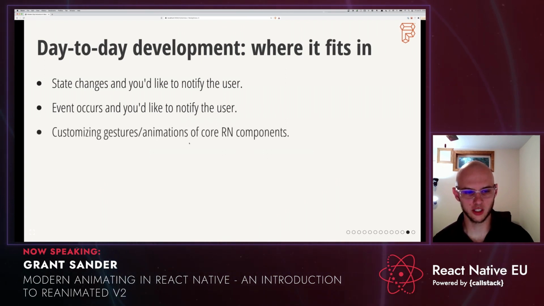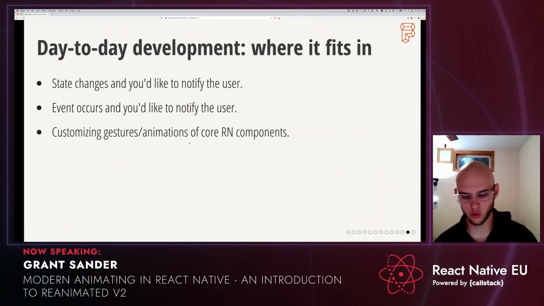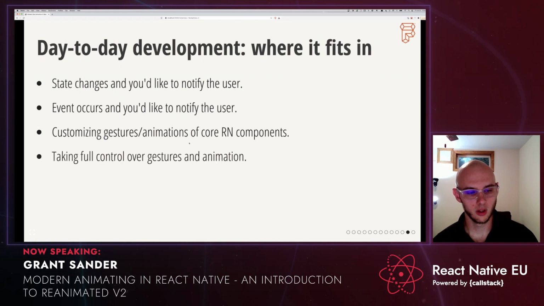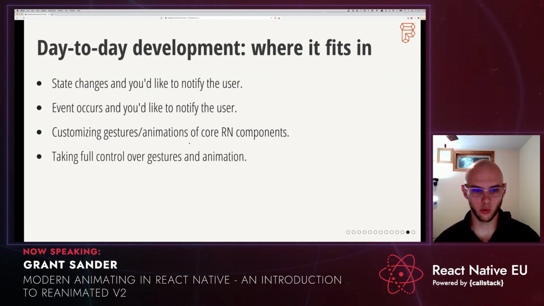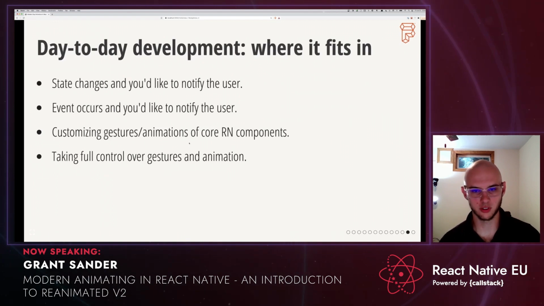Another scenario would be you're customizing gestures and animations of core React Native components. This is actually really powerful. So you could tap into a scroll view or a flat list and tweak animations. They already have great gestures and animations built in. Like you can scroll, that's sort of a gesture and animation combo there. But you could actually tap into that and create your own logic on top of it, which is really pretty amazing. And then sometimes you just want to take full control over gestures and animations. You want to just write it all from scratch, handle all the gestures, and add animations accordingly. So we are going to look at some examples.